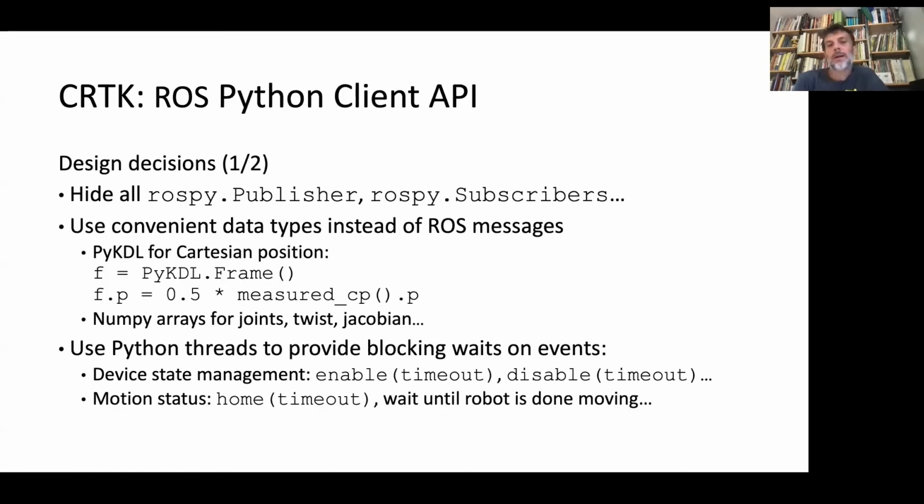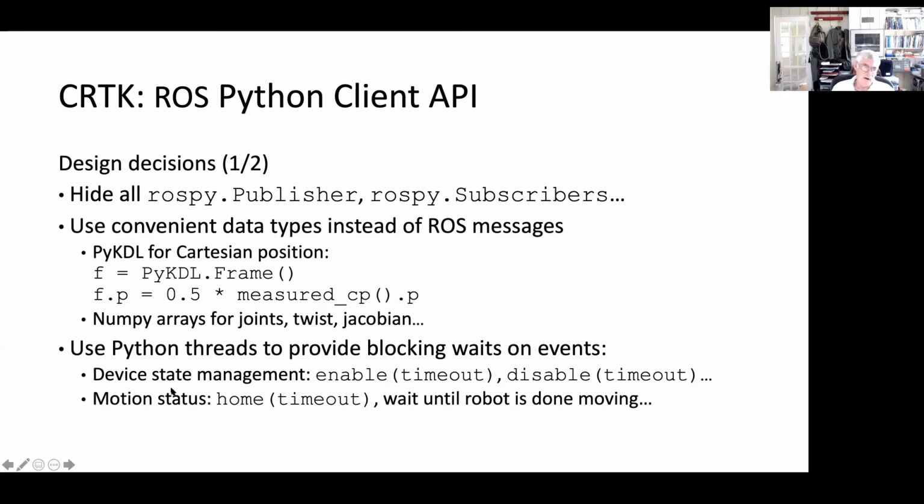Then we started to talk about a very specific example, which is the ROS Python client API. So now let's say you want to write your application in Python and you talk to a CRTK compatible device. Let's say the DVRK or the Omni or whatever. So the first thing we did is to hide all the rospy publishers, subscribers, and everything. Then we decided to use the convenient data type, and basically we use PyKDL, which has frames, vectors, rotation matrix, conversion back and forth with axis angle rotation, quaternion, all of that is built in, so you don't have much to do. For everything that is dynamic size, for joints, twist, Jacobian, we use NumPy, which is a standard in Python.